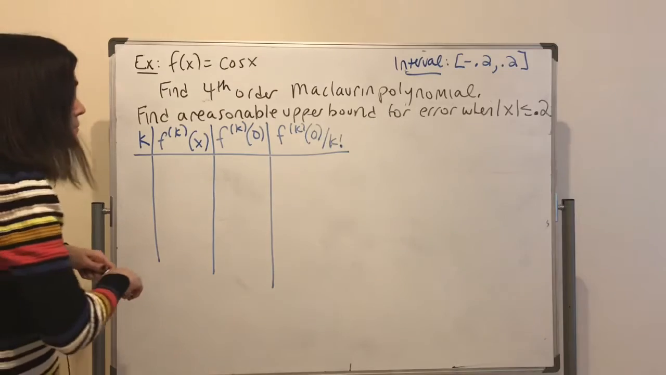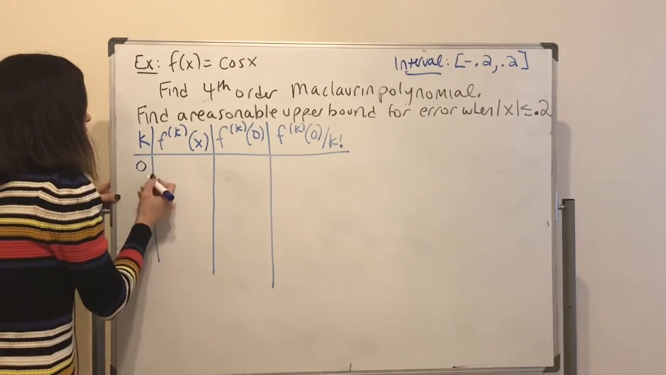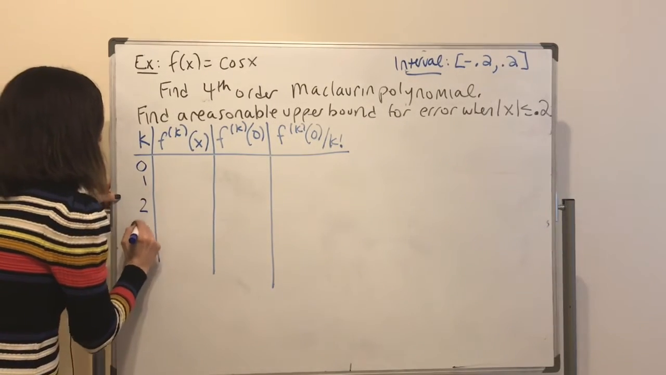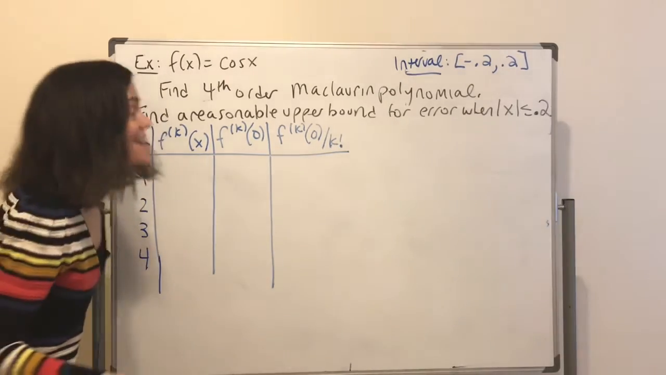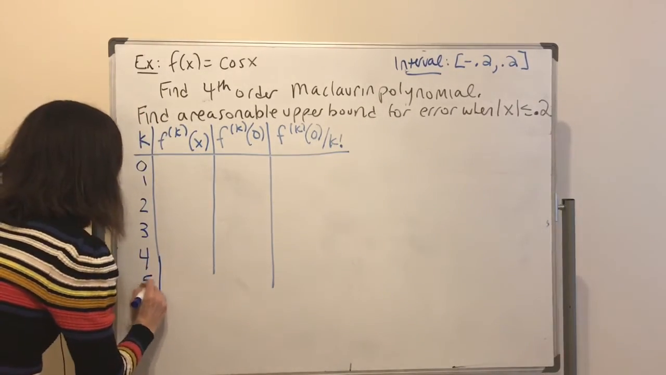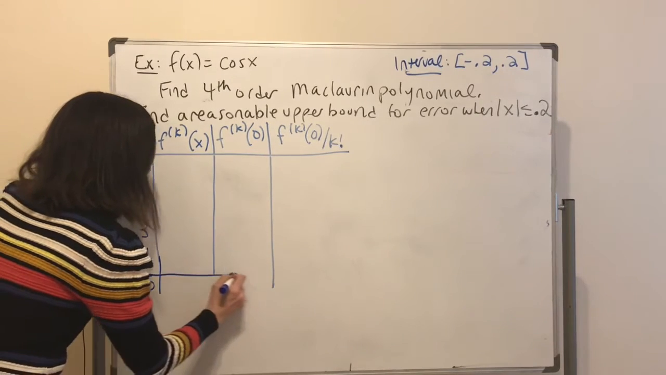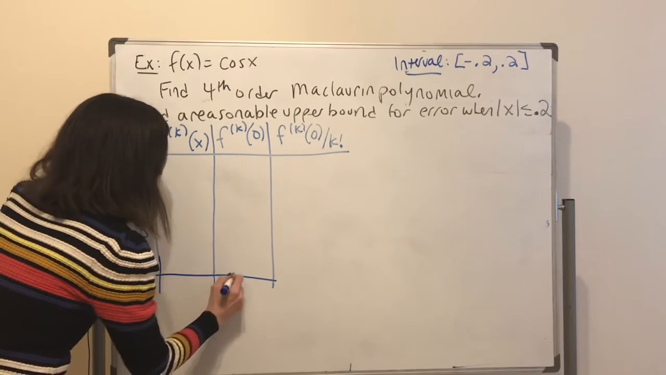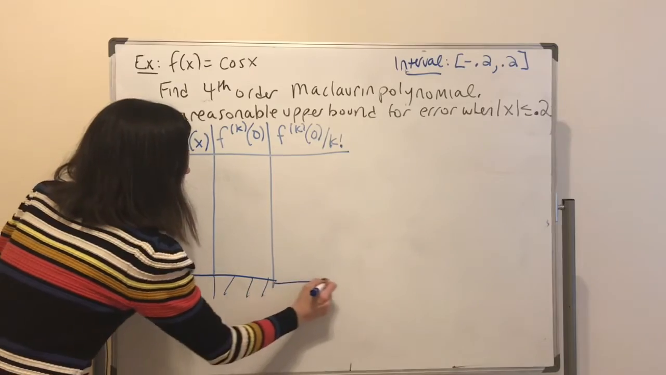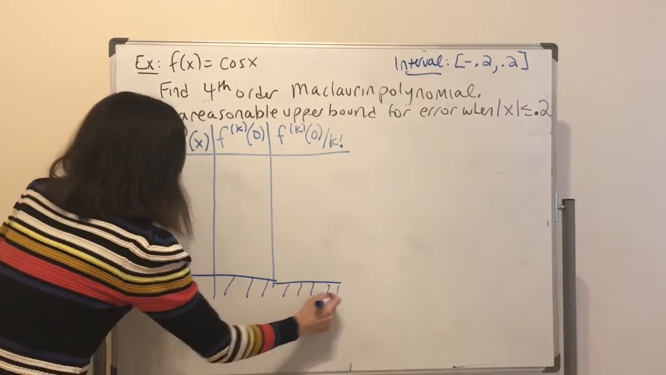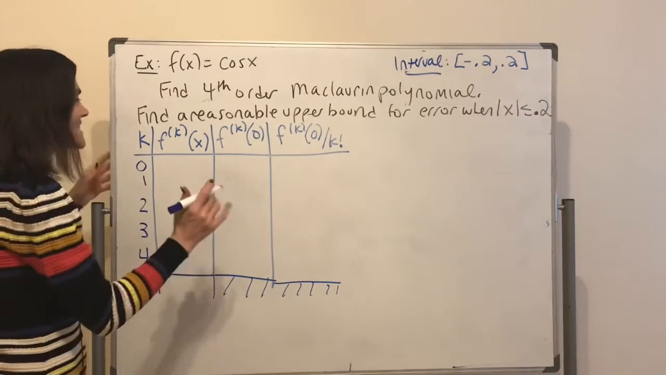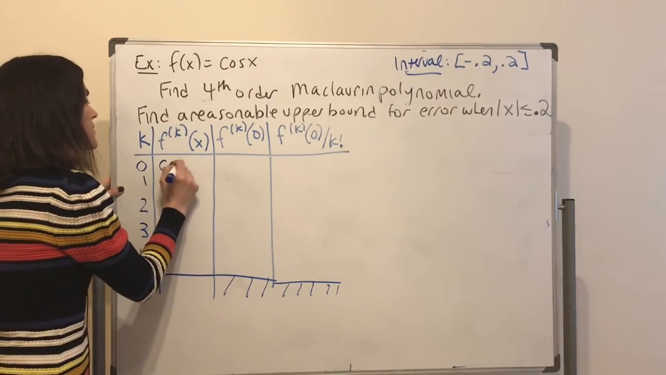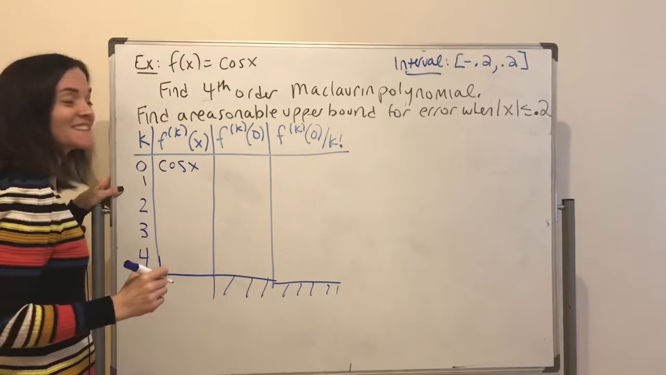Okay, switched blues. Hopefully this is darker. I need fourth order, but it's error, so I'm going to take one more derivative. This fifth one I do not need to evaluate, and then I do not need this one. The fifth derivative will just come up in my error calculation. Okay, so we start with the cosine and we start differentiating.